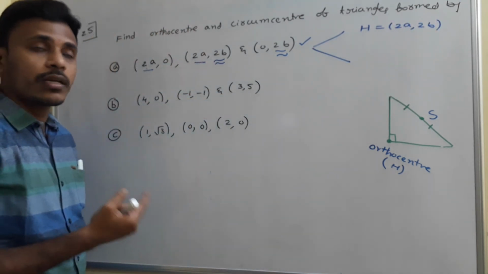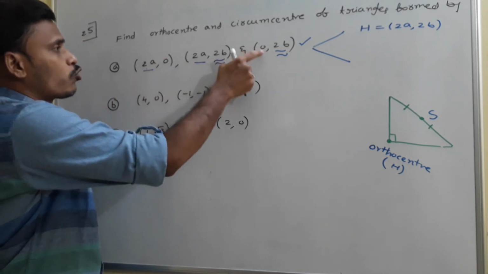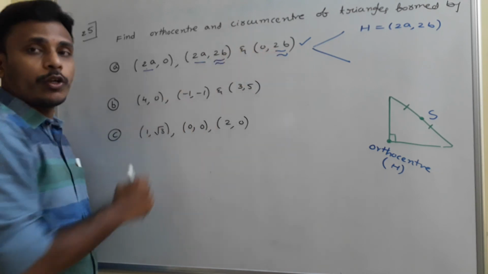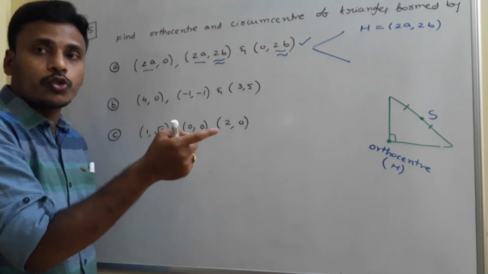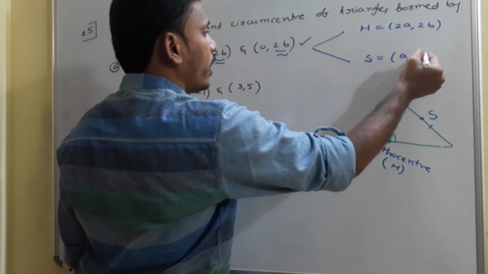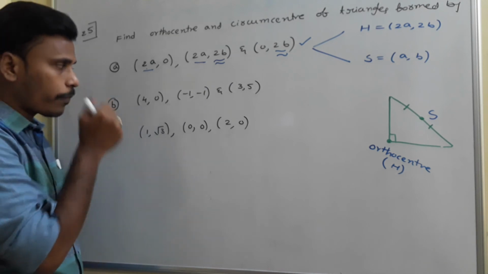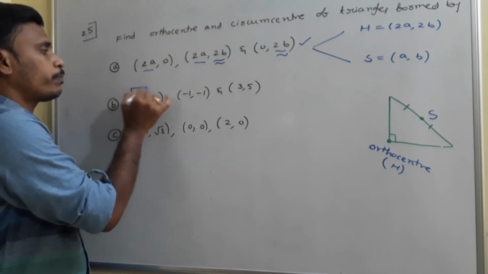What about the circumcenter? The circumcenter is the midpoint of these two, x1 plus x2 by 2 comma y1 plus y2 by 2. 2a plus 0 is 2a, by 2 is a. So the circumcenter is denoted by S and its coordinates are a comma b, just the midpoint of these two. That's okay. Then what about the second problem?